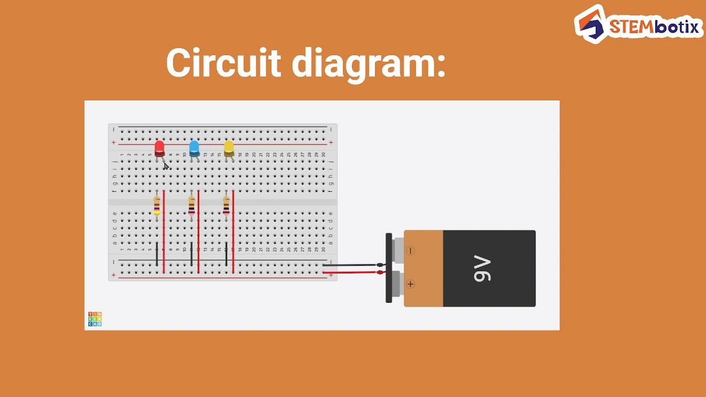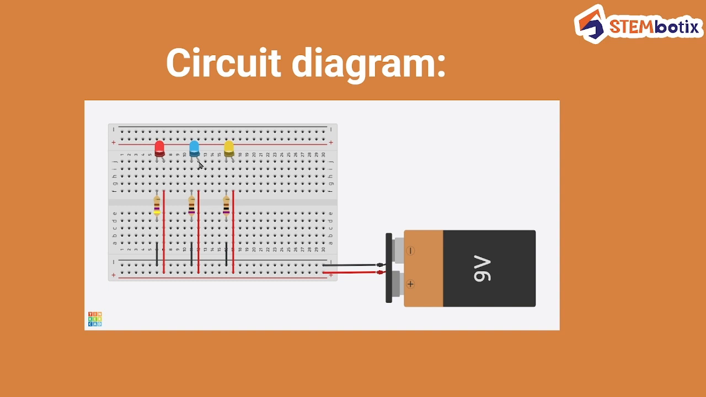Now connect the anode of all three LEDs with the positive rail of the breadboard. So connect the anode of the red LED with the positive rail of the breadboard using a red jumper wire.